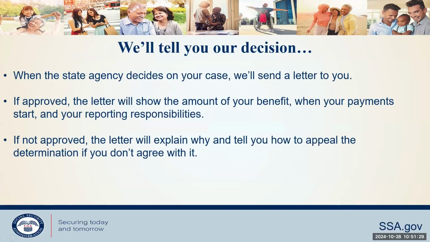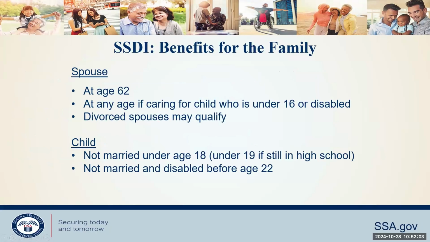Now, once that state agency makes the decision, and if it's approved, they're going to send you a letter, and it tells you the monthly benefit amount you will receive. It's going to tell you your reporting responsibilities and things of that nature. We can do that with SSDI because we already know your monthly benefit amount if you're approved, okay? Because it's based on your work history. If you're not approved, if you're denied, we tell you how you can appeal that decision. And I'm going to go through a whole section on appealing disability decisions here in a little bit, okay?